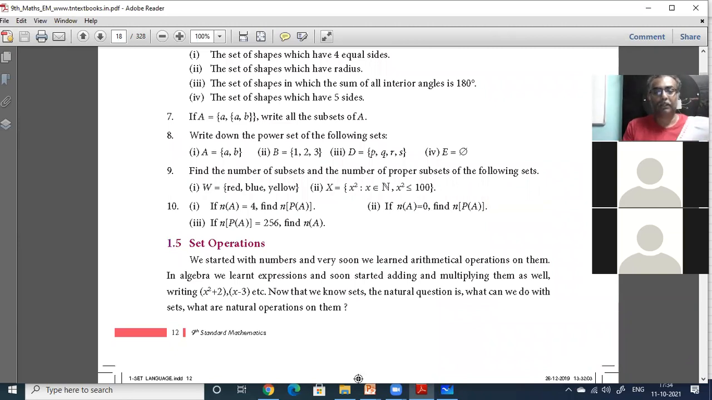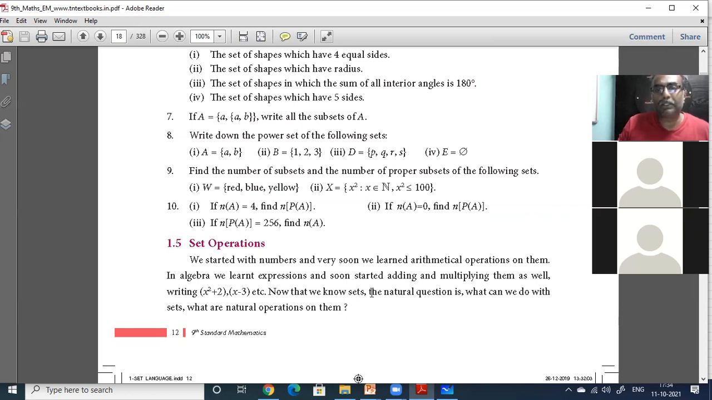Set operations. We started with numbers and very soon we learned arithmetical operations on them. When you started with numbers, 2 plus 3, 2 into 3, like that you started understanding. In the same way, in algebra, you learned expressions and soon started adding and multiplying them: x squared, (a plus b) the whole squared, (a minus b) the whole squared, all that you started doing. Now you know sets.